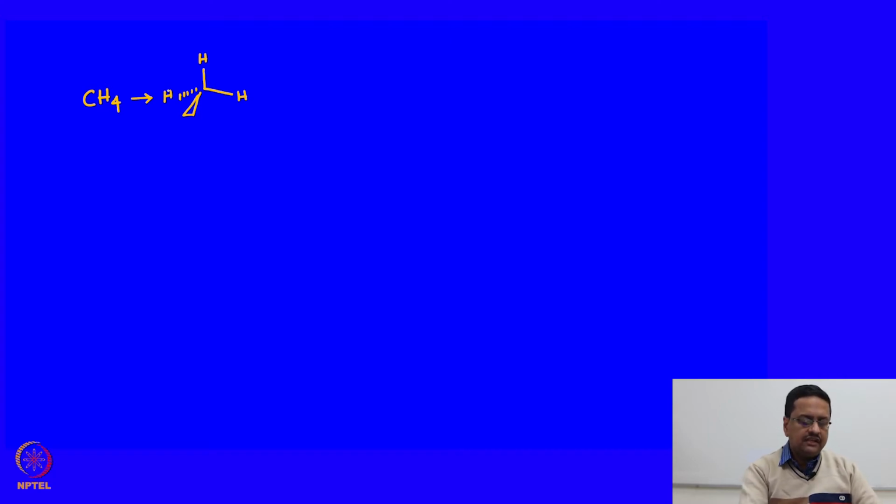So, this projection indicates that the 2 hydrogens which are shown here are on the plane of this projection, and the other 2 hydrogens are above and below the plane of projection. This bold wedge represents the hydrogen which is above the plane of projection, and the dashed line indicates the hydrogen is below the plane of projection. One can also represent methane in this way as well.